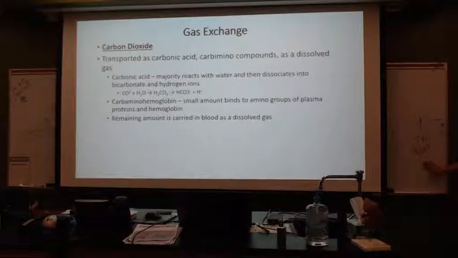Which direction does it go on the pH scale? Towards 14 or towards 0? 0. It goes in that direction. Would a drop in my blood pH to this be a problem? Yes. Why?